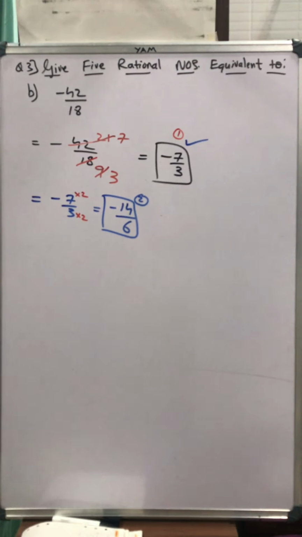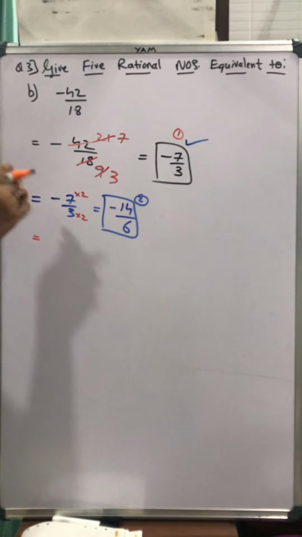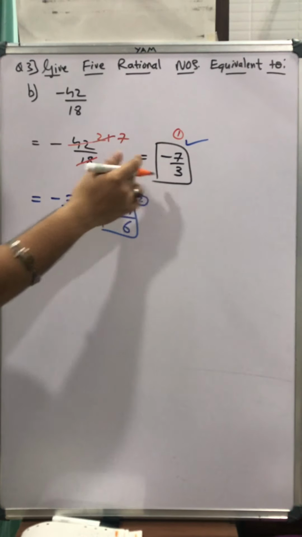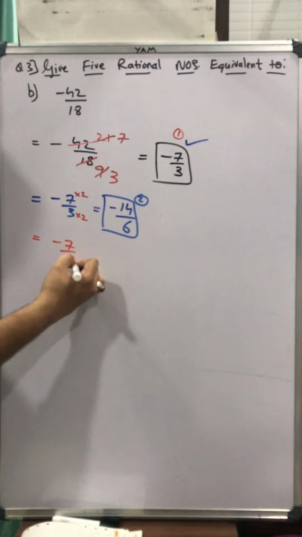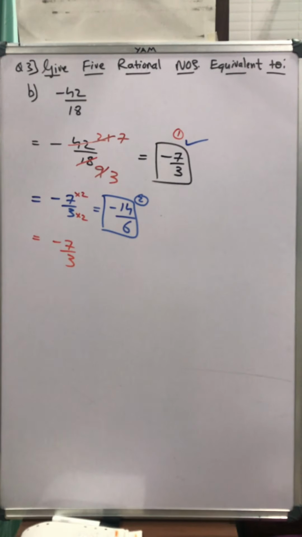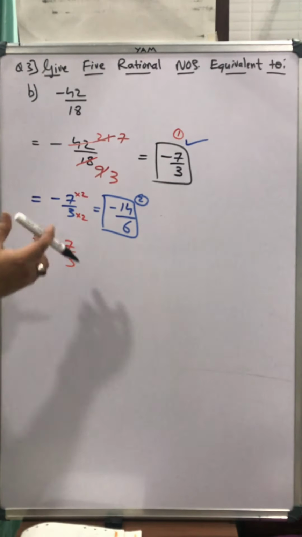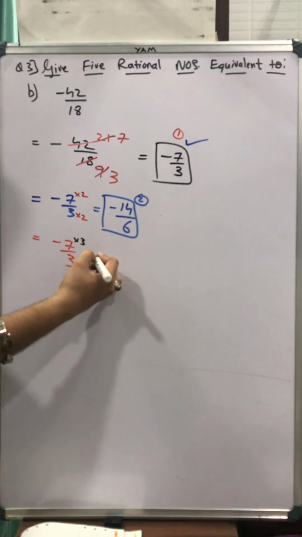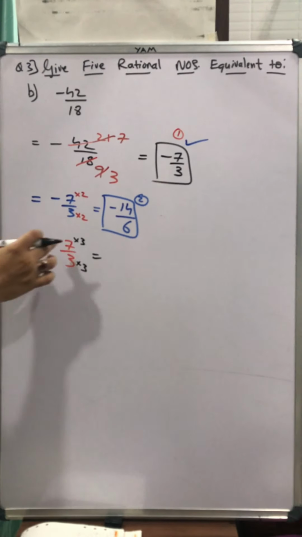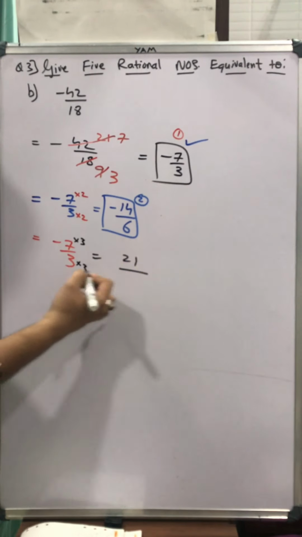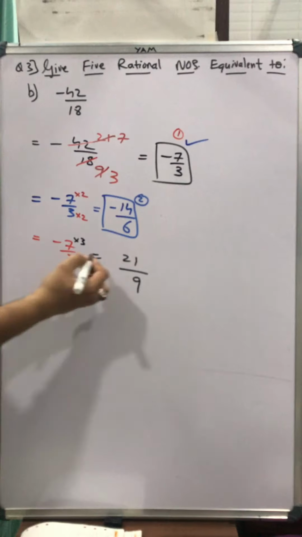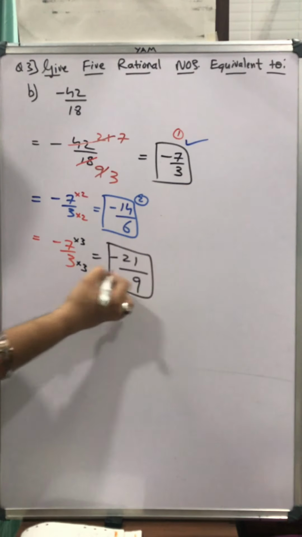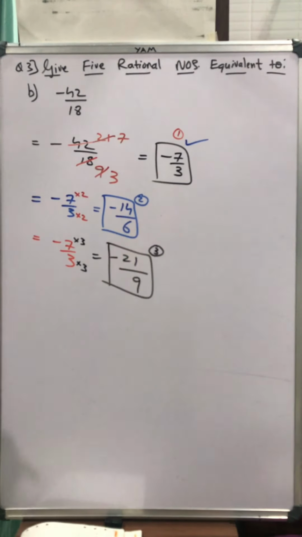Once again, students, I'll take the help of the reduced one. It's what? Minus 7 upon 3. Now in my submind, first I multiply with 2, 2. Now I'll multiply with 3, 3, both in the numerator as well as in the denominator. 7 3s are 21 and 3 3s are 9 and minus remains as it is. So students, now I can say this is my third rational number.